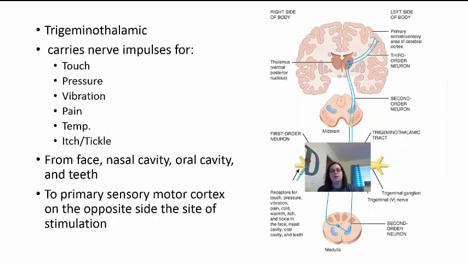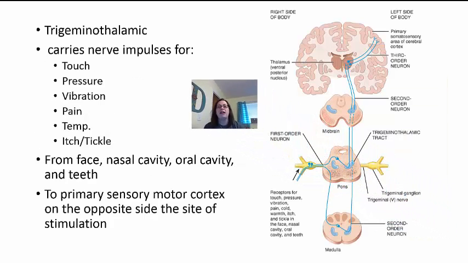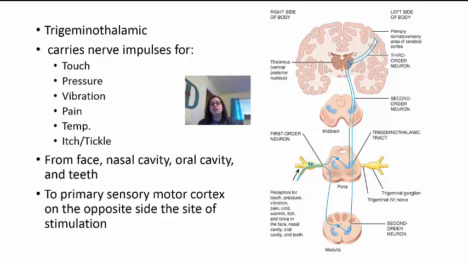The next one is the trigeminothalamic tract. This carries nerve impulses for touch, pressure, vibration, pain, temperature, itch, and tickle, but it's going to bring it from your face region. Okay, so these cranial nerves are talking to your face, your nasal cavity, so when you get that tickle in your nose, your oral cavity for your mouth, and also your teeth. So any kind of information coming from the anterior part of your head is going to take this tract. And again, of course, they take it to the thalamus, which then takes it to the appropriate region within the sensory motor cortex on the opposite side.